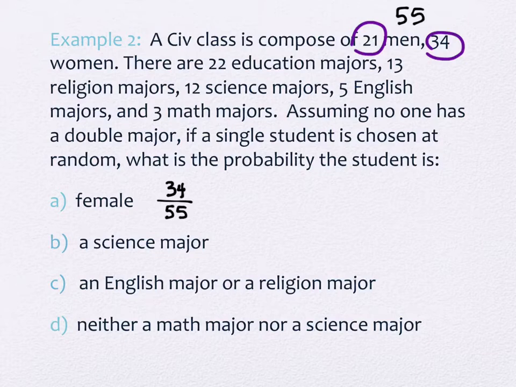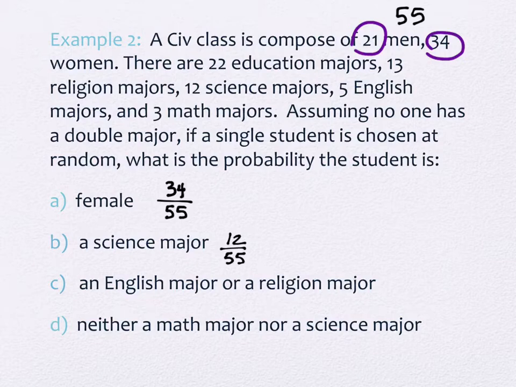How about a science major? 12 out of 55. Can I reduce that? No. How about English or religion? So we don't have any double majors. So these are independent, right? They're disjoint from one another. They are not considered possible to be at the same time.